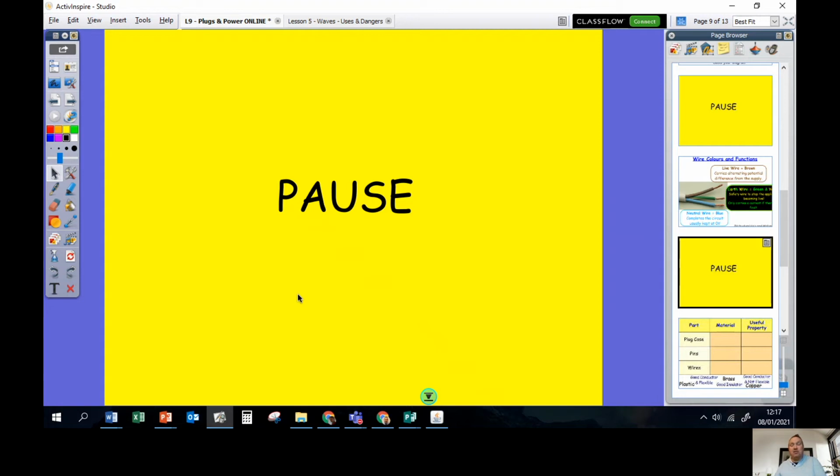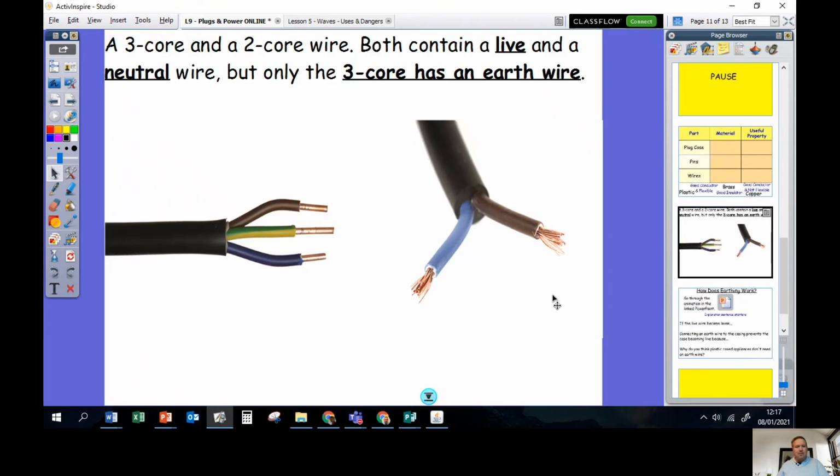Right, welcome back. Final stage of the lesson. We're just going to look in a bit more detail at the earth wire. Now, like we said, most plugs here in the UK have those 3 wires, those 3 pins in them, but there are some which only have a live and a neutral wire, and they don't have that earth wire.